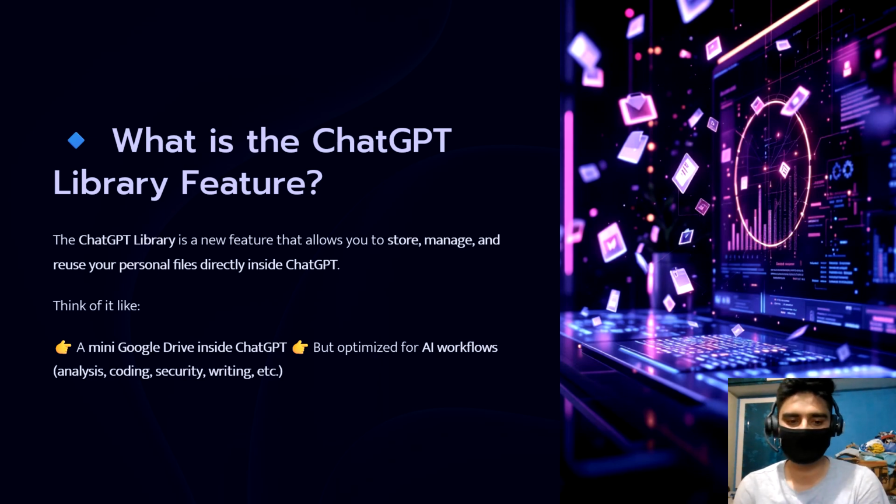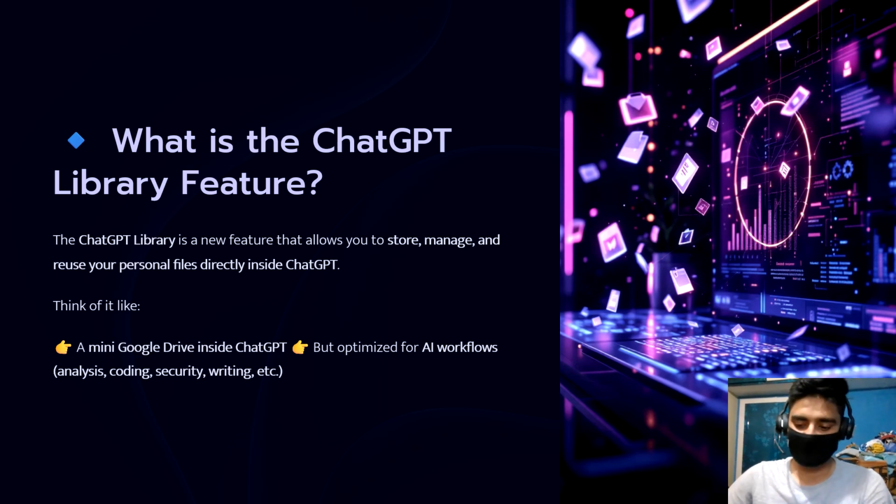The ChatGPT library feature is a new feature that allows you to store, manage and reuse your personal files directly inside ChatGPT, without relying on other storage, as I said. Think of it like a mini Google Drive inside ChatGPT, with optimization of AI workflow like analytics, coding or security relying on this. Okay, so let me take my cursor to explain.